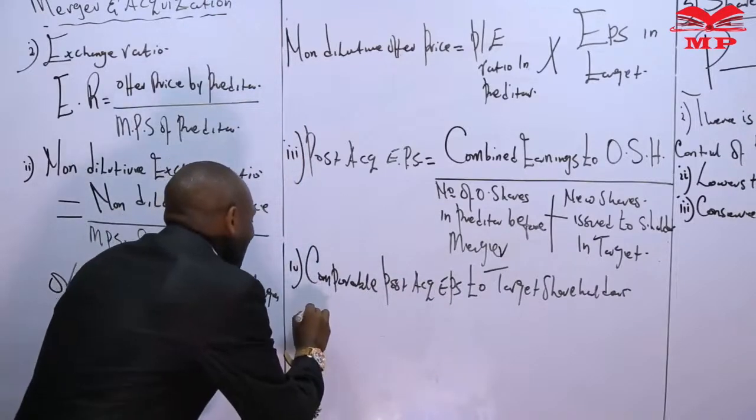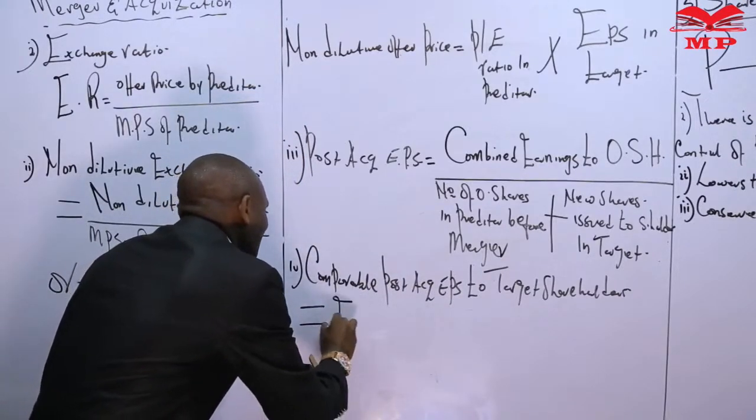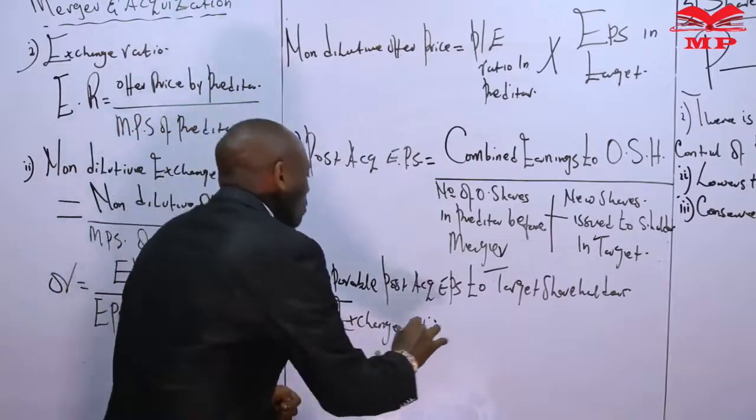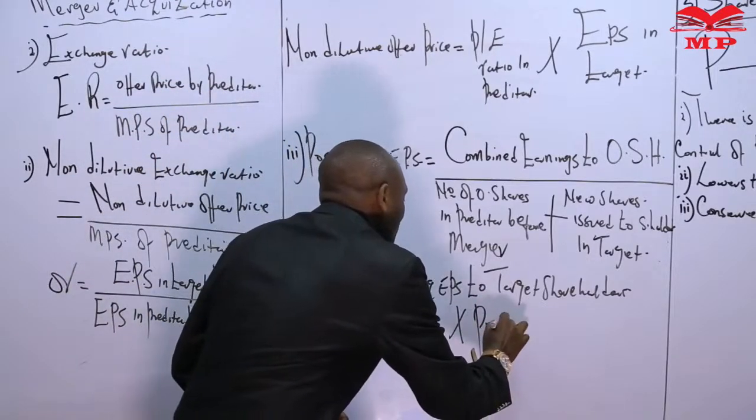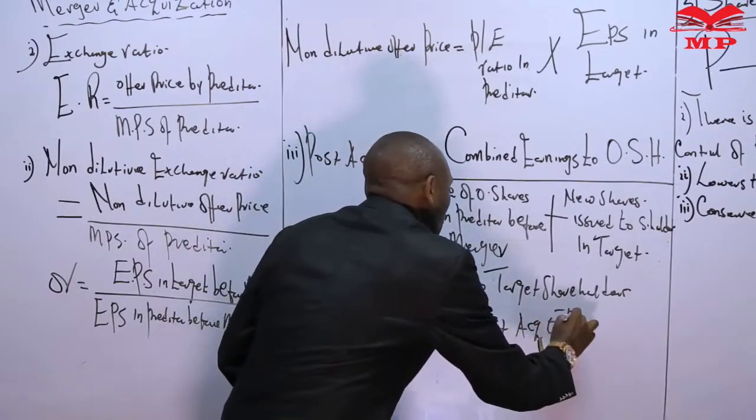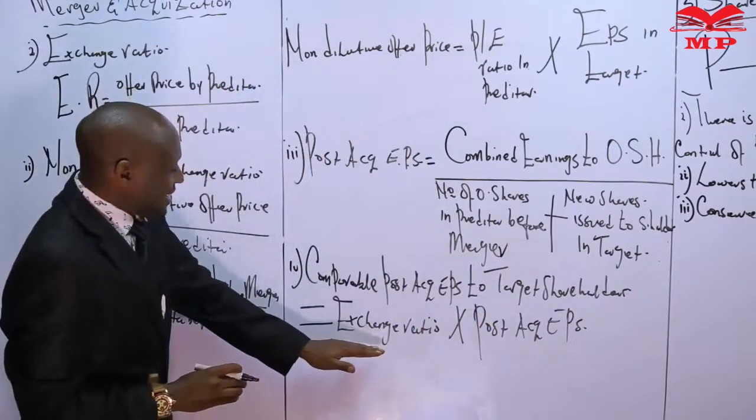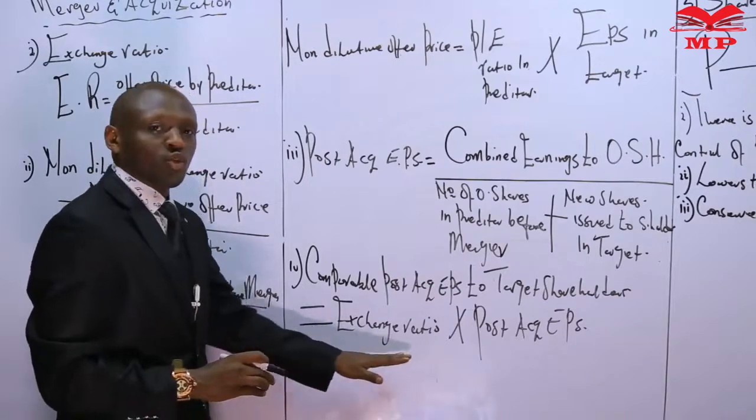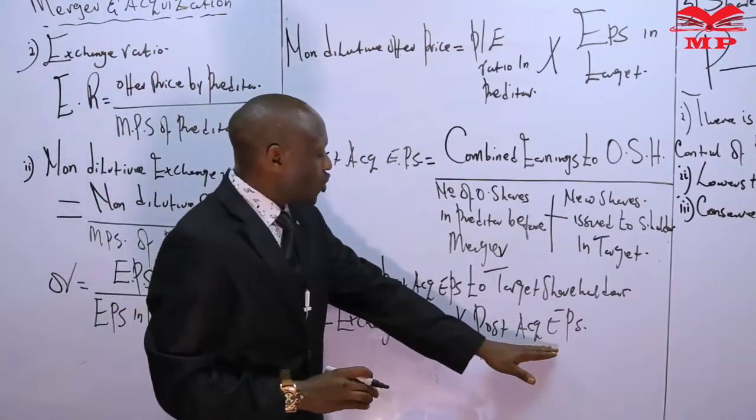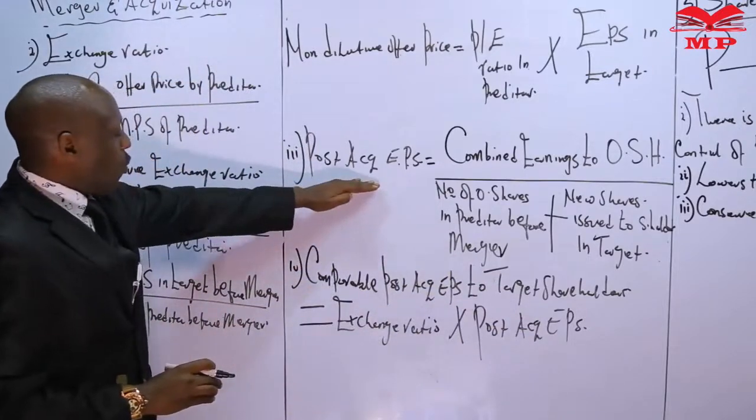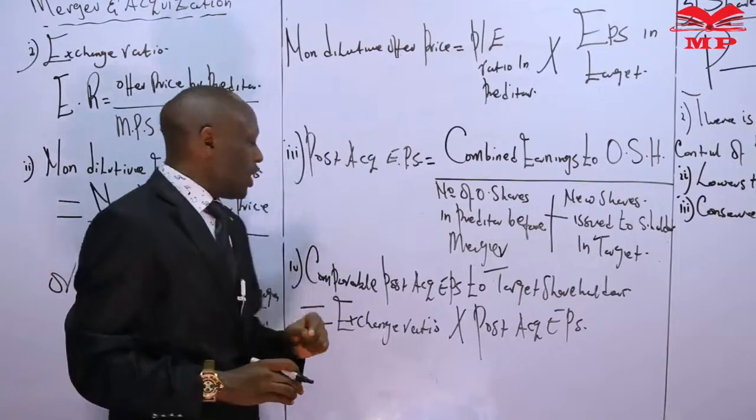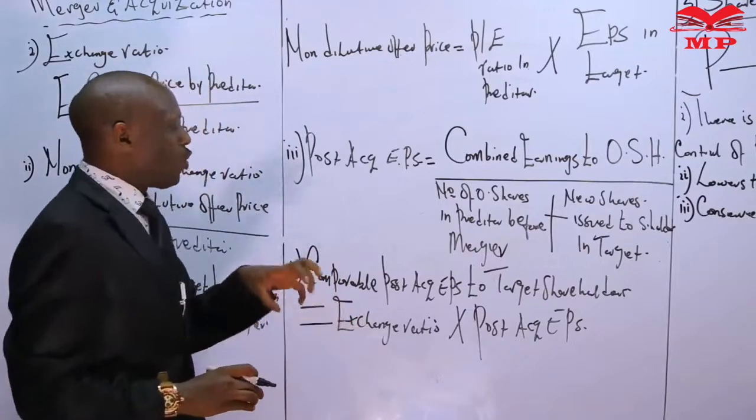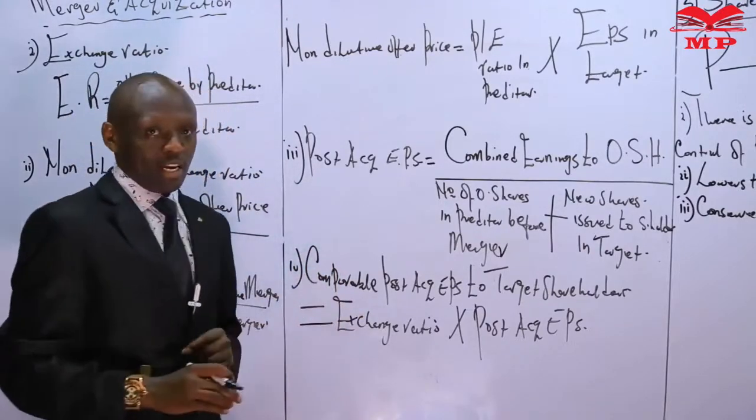How do we get this? It is given by the exchange ratio multiplied by the post-acquisition earnings per share. The exchange ratio that helped the firms to determine what consideration to be paid, multiplied by the post-acquisition EPS, which is this one, will enable a shareholder in the target to determine the EPS that they can compare with what they were earning or what the EPS was before the merger and acquisition.